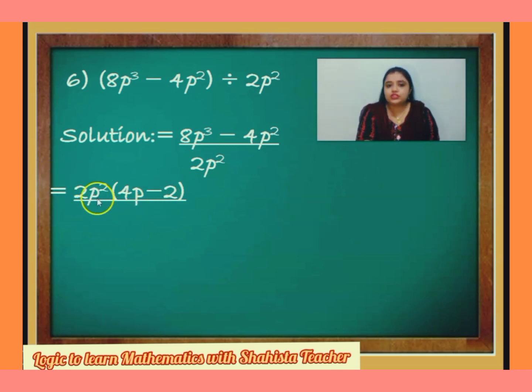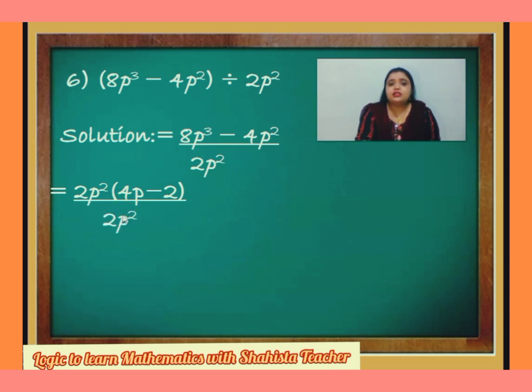So 2 fours are 8. Now p square multiplied by p is p cube, with the minus sign. Now 2 twos are 4, and p square is already outside the bracket. Now the denominator 2p square stays as it is.